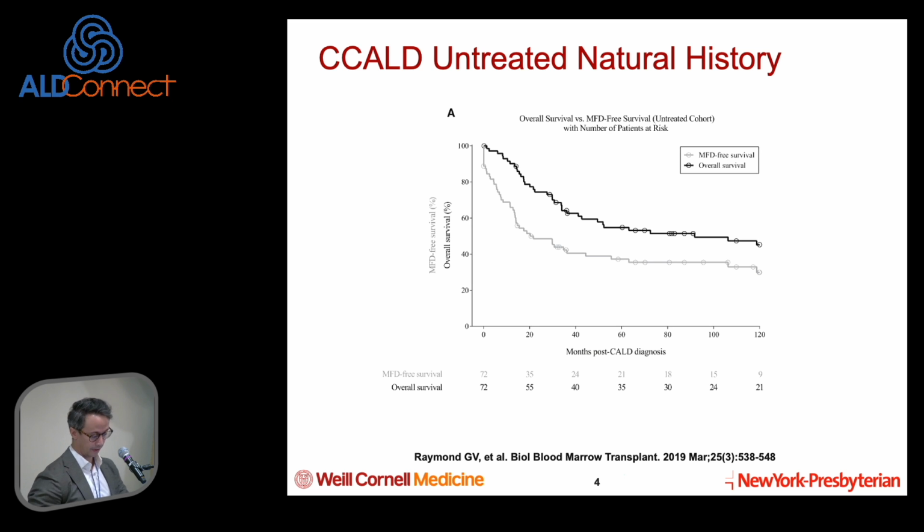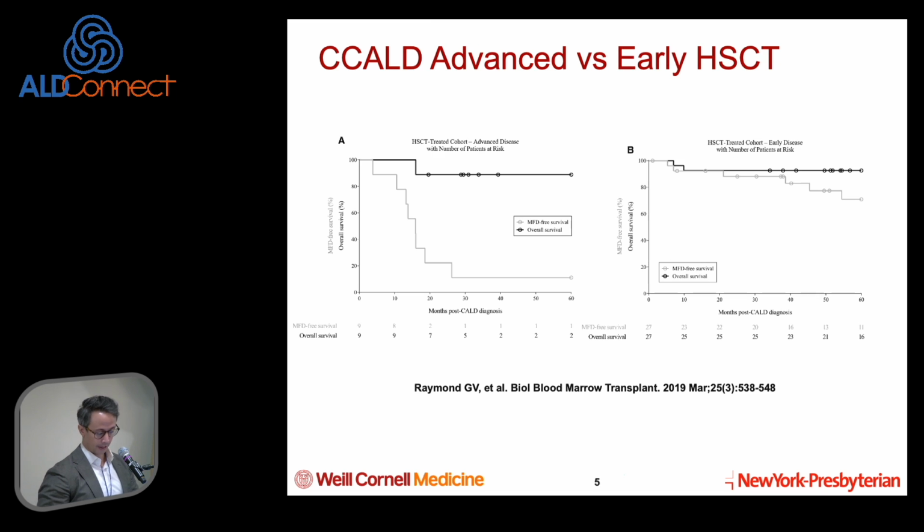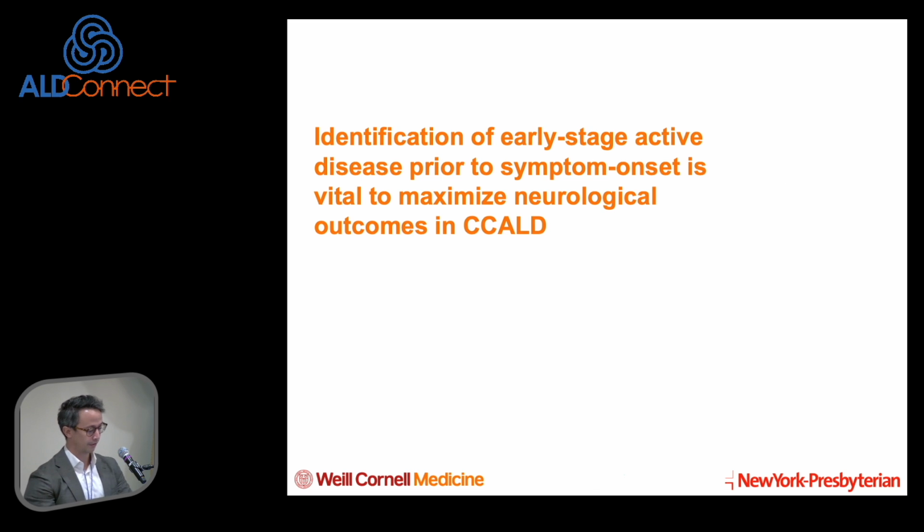So the natural history of cerebral ALD has been talked about extensively today. We know it's a devastating disorder. And in terms of transplant outcomes, if you look over to your left, patients who are transplanted while neurologically symptomatic will survive, but generate major functional disabilities over time versus if you look at the survivor curve on the right, patients who are transplanted in the presymptomatic period survive but neurologically retain function. So as we all know, identification of early stage active disease prior to symptom onset is really important. Our goal is to maximize outcomes in childhood cerebral ALD.